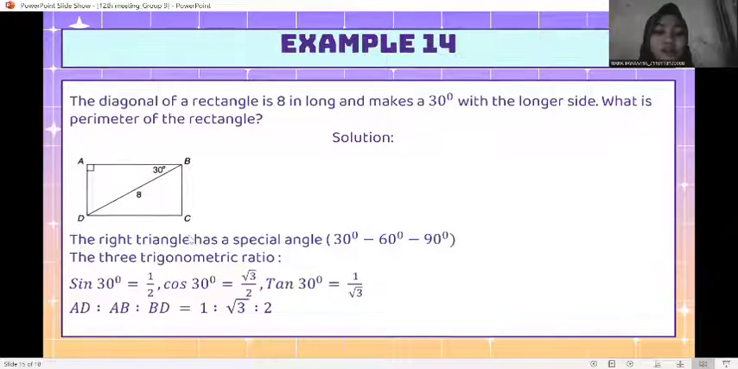So the right triangle has a special angle, 30 degrees, 60 degrees, 90 degrees. The three trigonometric ratios: sine 30 degrees equals 1/2, cosine 30 degrees equals square root of 3 divided by 2, and tangent 30 degrees equals 1 divided by square root of 3. So the ratio AD to AB to BD equals 1 to square root of 3 to 2.